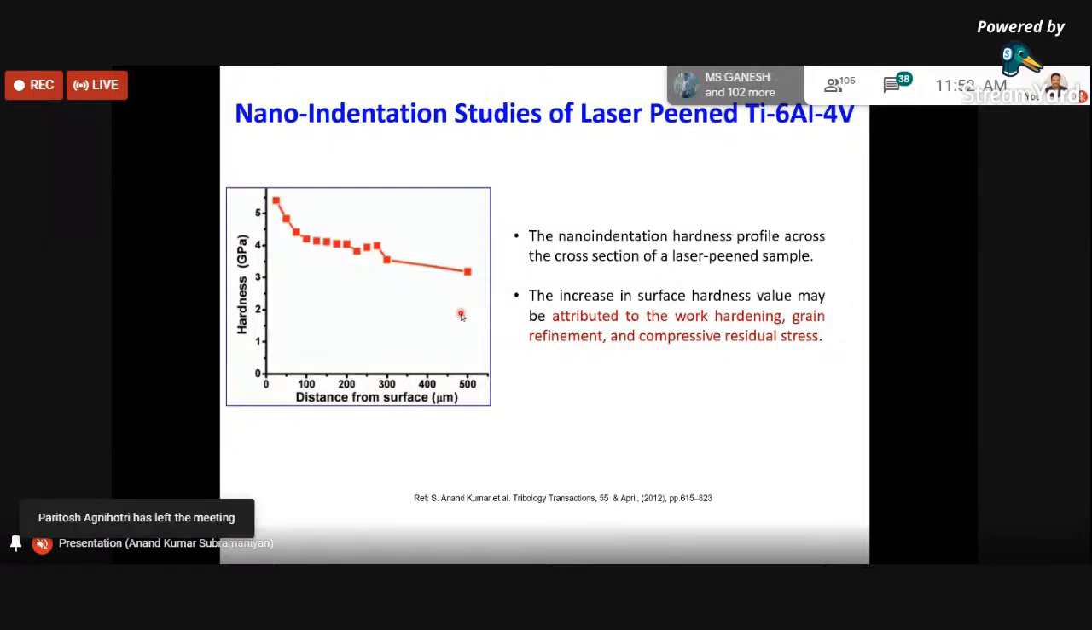Yeah. Thank you, sir. This is another question from Professor R. Naresh. Sir, whether there will be any reaction between the balls and the treated surface. Also, whether this is going to alter the chemical composition.